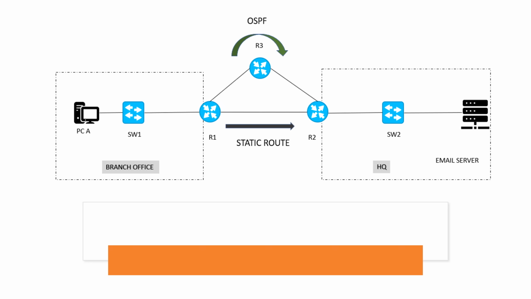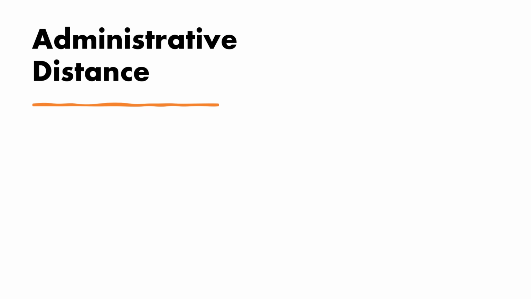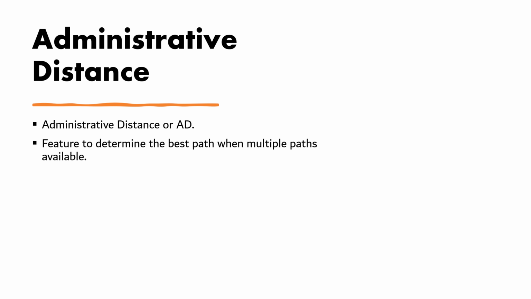Hi guys, in today's session of CCNA series, we will discuss floating static routes. Before understanding what floating static routes are, you need to understand what administrative distance is. Administrative distance, or AD, is a feature used by the routers to determine which path is the best to install in the routing table when routing information for a particular destination is available from multiple routing sources.